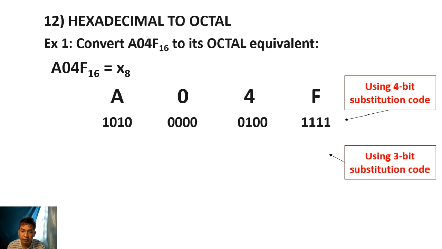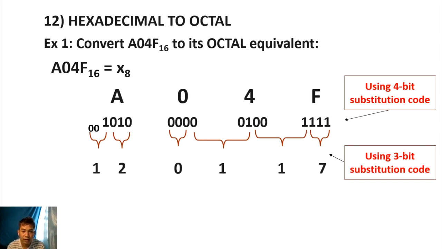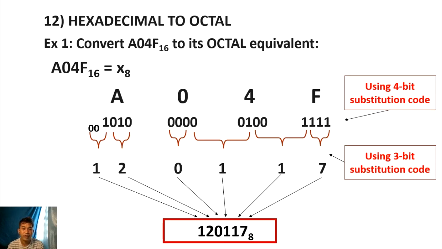Then, using the 3-bit substitution code, of course, we first group the bits by 3. So we have missing digits, and we add two 0s. Then convert, so that would become 120117. Then we just merge that, and that will be our final output. So 120117 base 8.